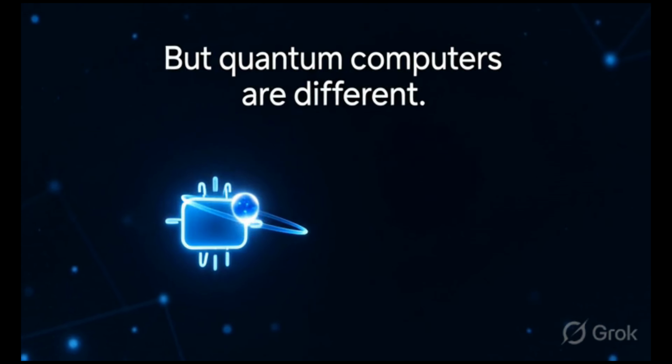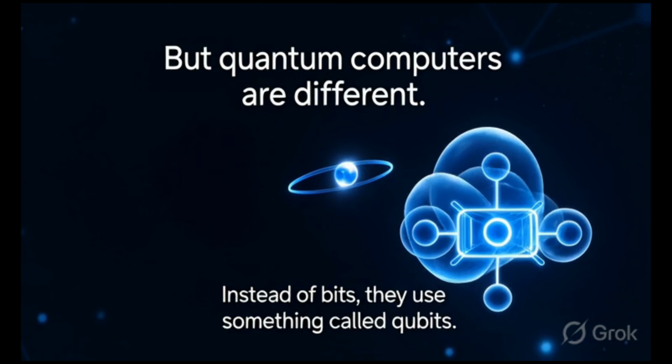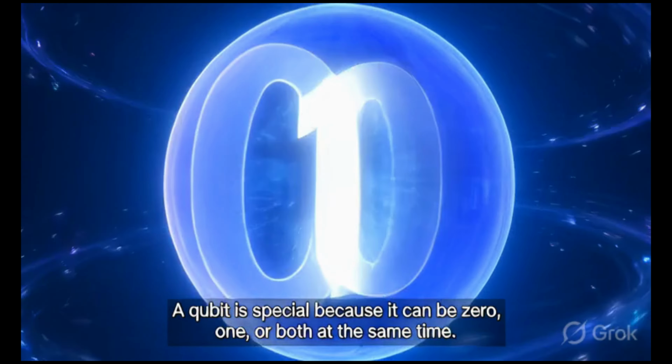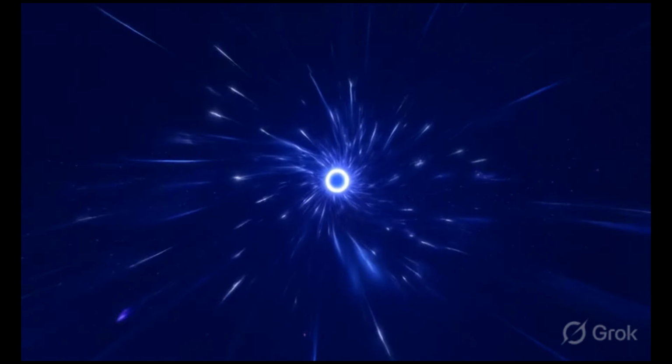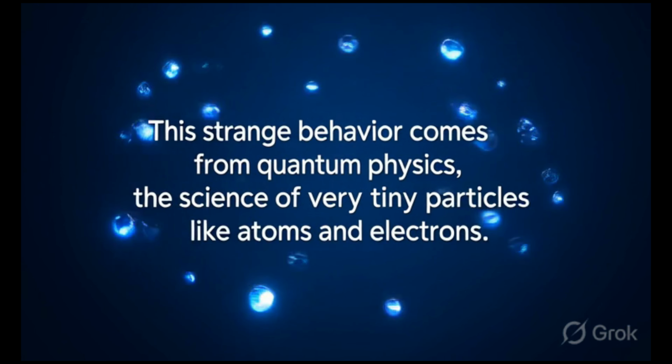But quantum computers are different. Instead of bits, they use something called qubits. A qubit is special because it can be 0, 1, or both at the same time. This strange behavior comes from quantum physics, the science of very tiny particles like atoms and electrons.